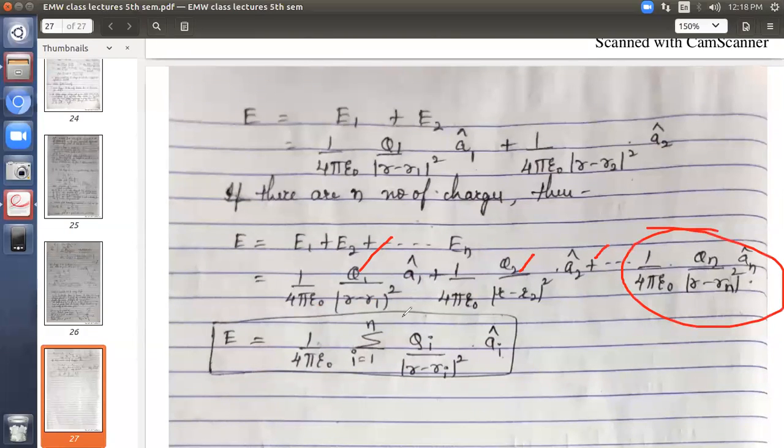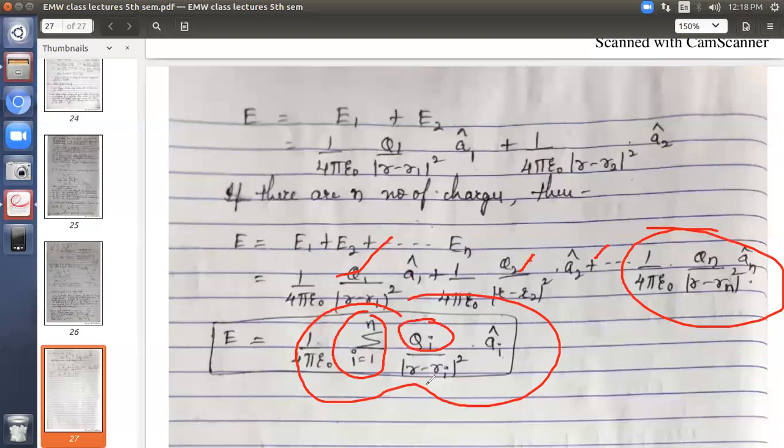Same formula, I will write it in a summation form, 1 by 4 pi epsilon naught, summation Q1, Q2, Q3 up to Qn. So I will write it Qi, and the denominator R minus R1, R minus R2, R minus R3 up to R minus Rn. So I will write it R minus Ri. I range is from 1 to n. Summation, and unit vector is Ai cap, I is from 1 to n.